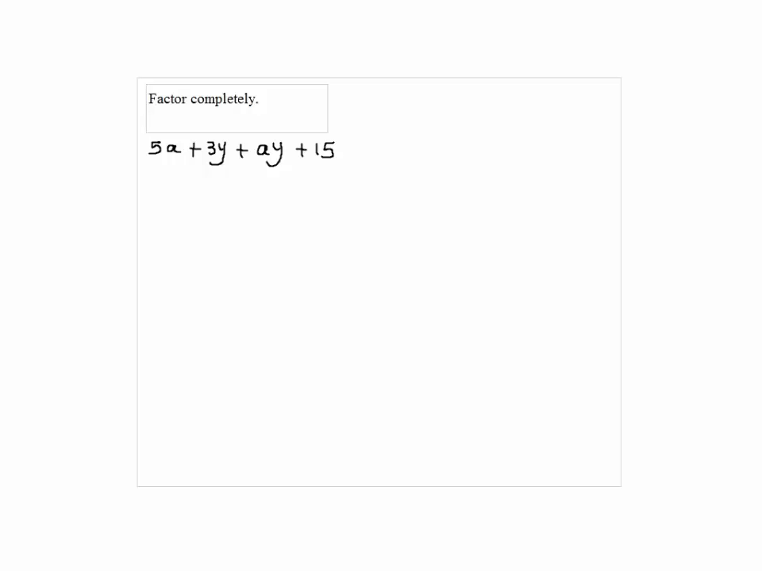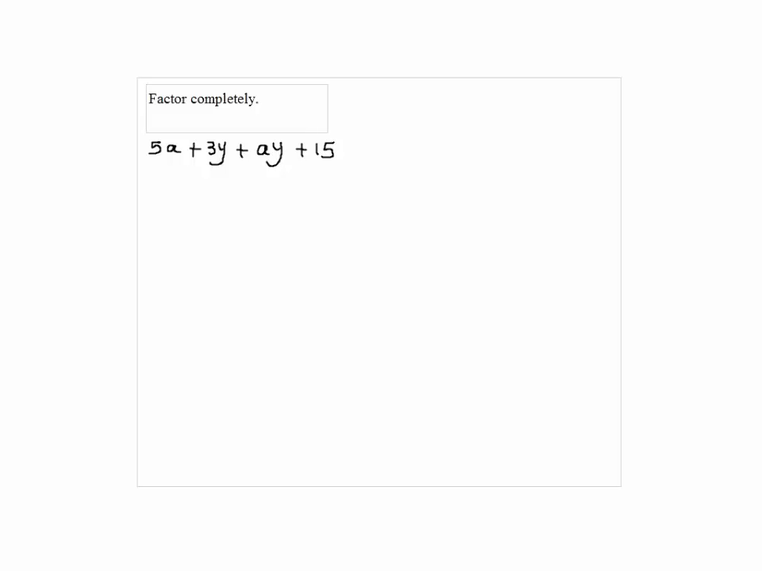Factor completely. 5a plus 3y plus ay plus 15. Here we have to use factor by grouping.